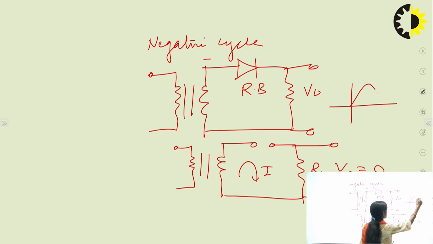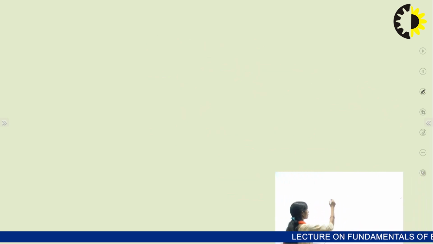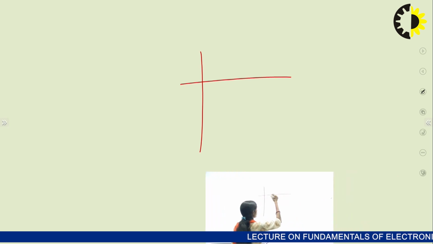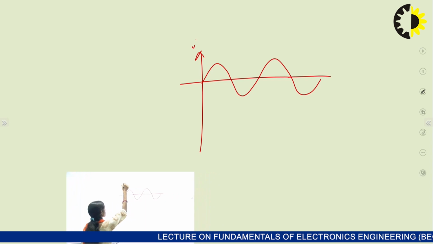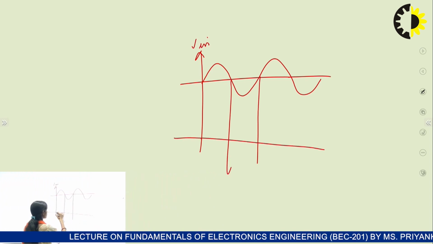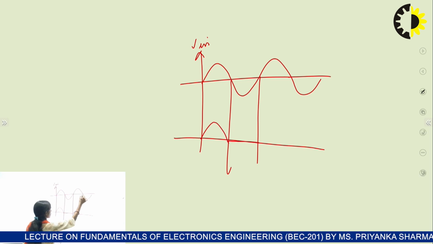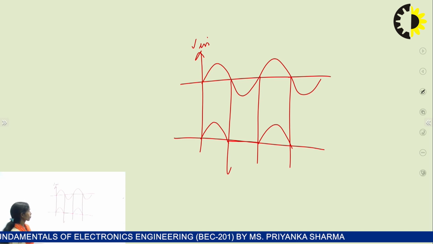So for the positive cycle we are getting output, for the negative cycle there is no output. So we can say only the positive cycle comes to the output side. So this is the working of the half wave rectifier, and finally the output of the half wave rectifier will look like this. This is the input and this is the output. For the positive cycle we get the output, for the negative cycle the output will be 0. So this is the half wave rectified output.